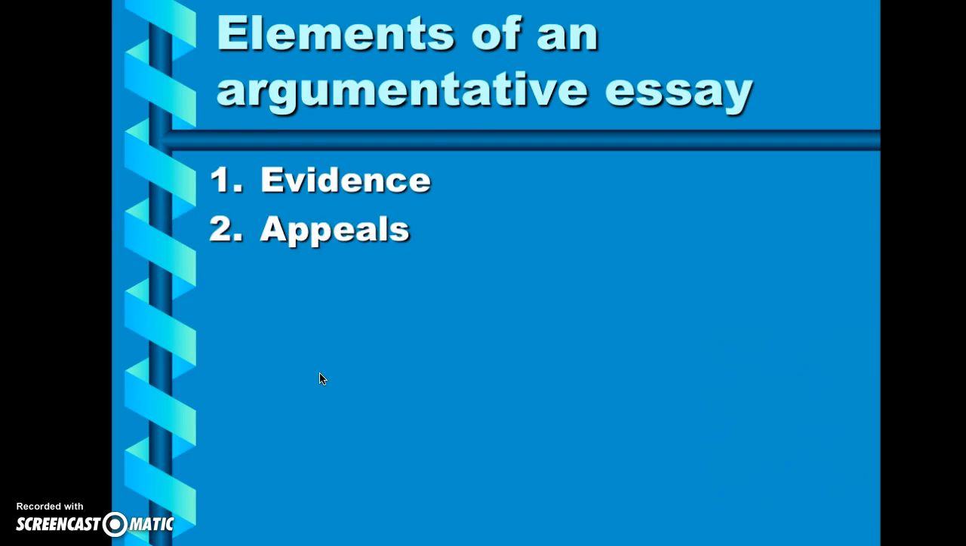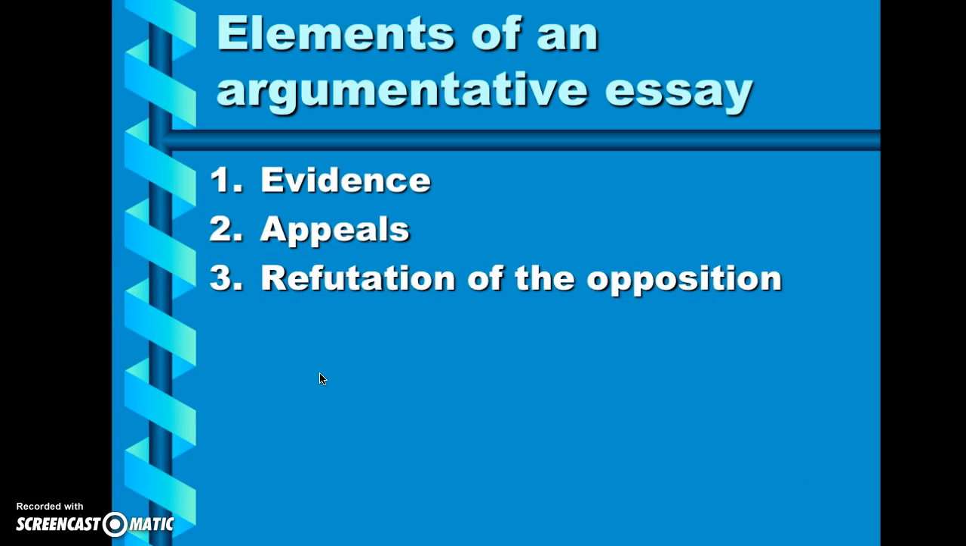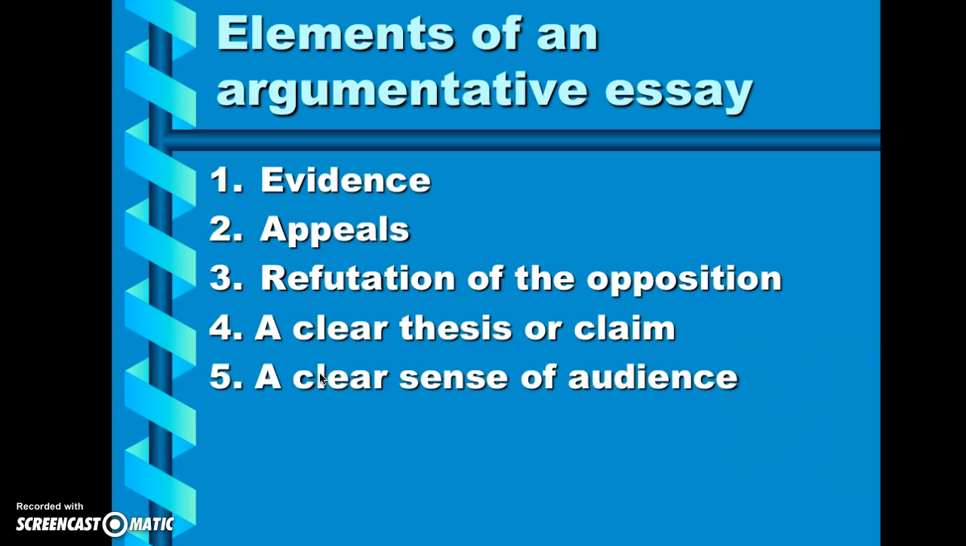Evidence; appeals, which are your reasons why the evidence fits; refutation of the opposition, which is explaining why the counter or opposite arguments are wrong; a clear thesis or claim, which is part of any piece of writing, so what it is that you're saying, what your argument is about, what's right and what should be done; and a clear sense of audience. If you have these five things, you've created an argument, and that's what I'm expecting we're going to do in our position papers this Friday.